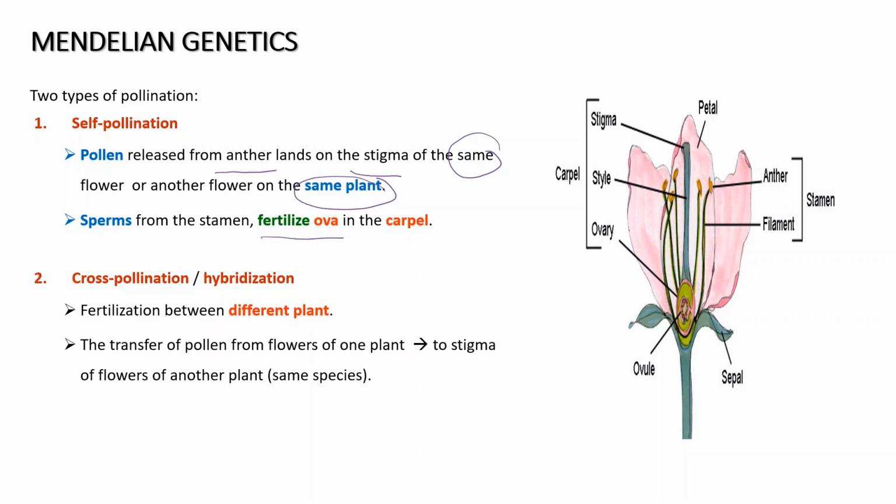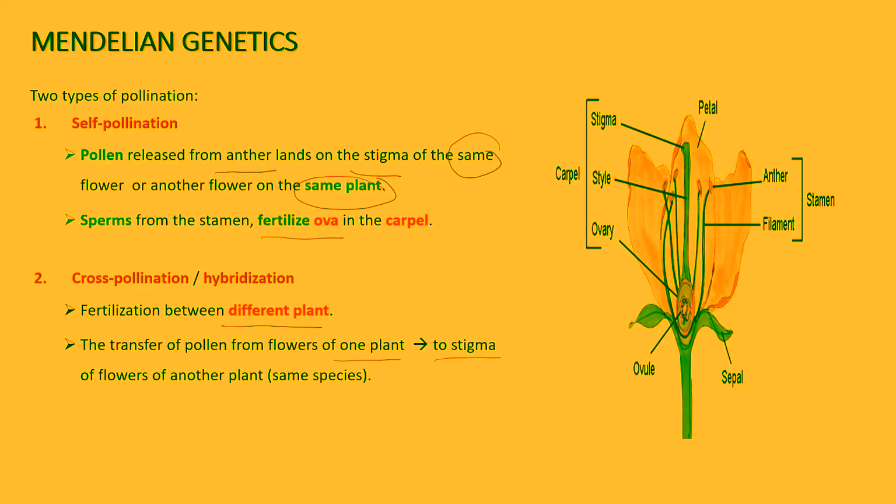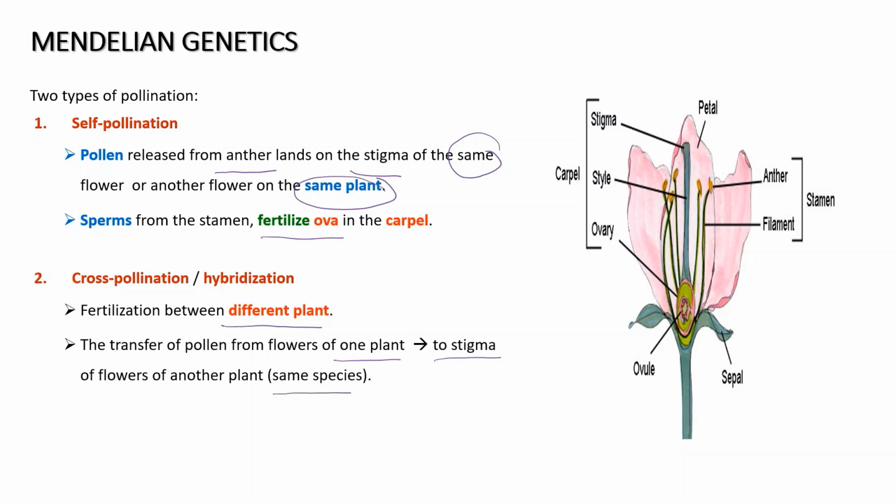For cross-pollination or hybridization, it involves fertilization that occurs between different plants. The transfer of pollen from the flower of one plant to the stigma of a flower of another plant. So it means it involves two individual plants of the same species.